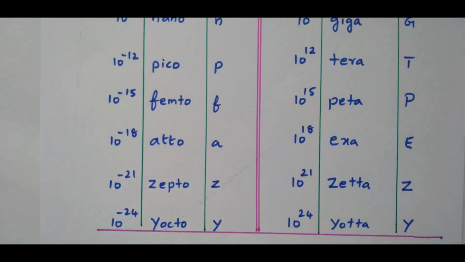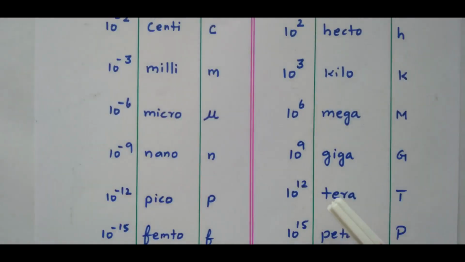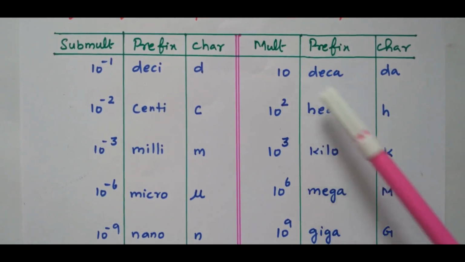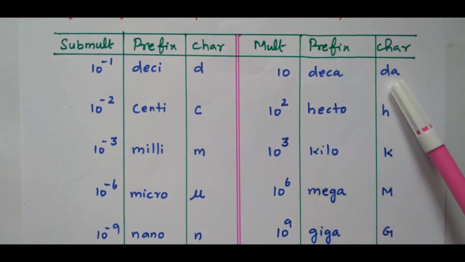So we can represent the units by using these prefixes, from 10 to the power minus 1 to 10 to the power minus 24. Similarly, the positive multiples are also available. 10 to the power 1 means deca, da.